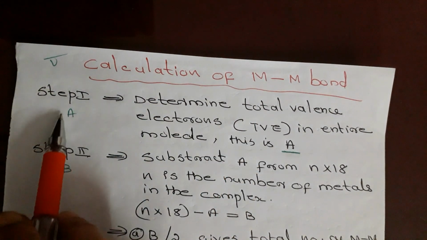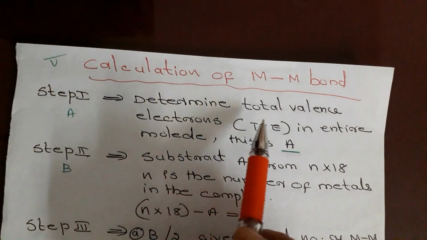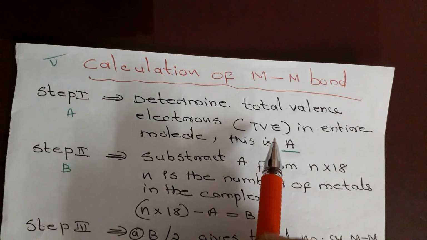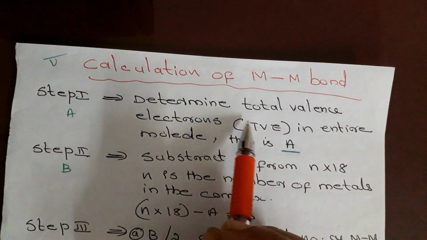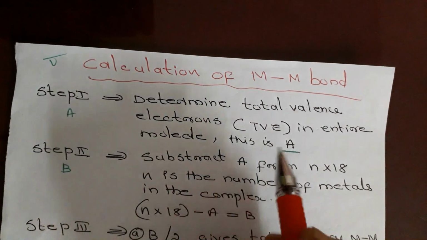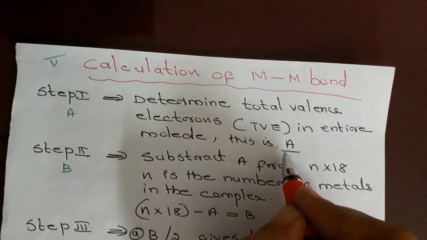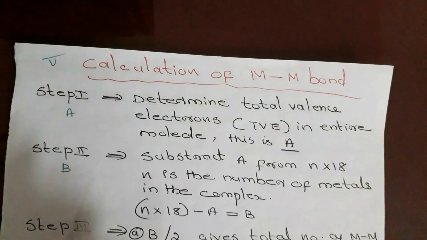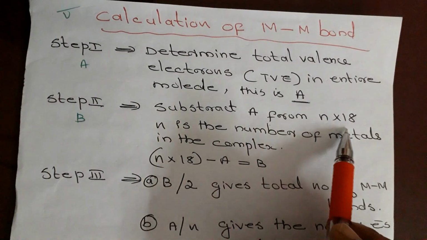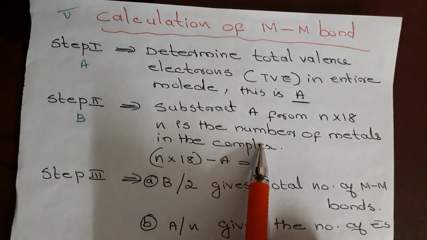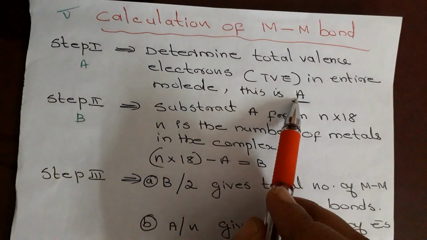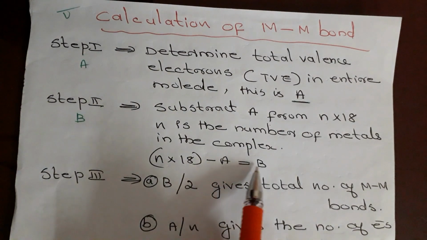Step 1: determine total valence electrons, like the 18 electron rule. According to the neutral atom method, first calculate the total valence electrons in the entire molecule, which we term A. Step 2: subtract A from n into 18, where n means the number of metals in the complex. So n into 18 minus A gives B.